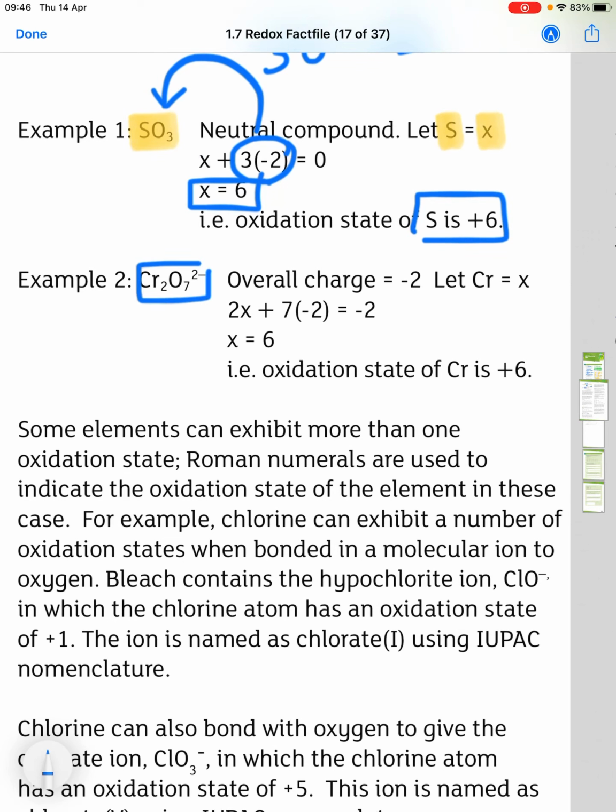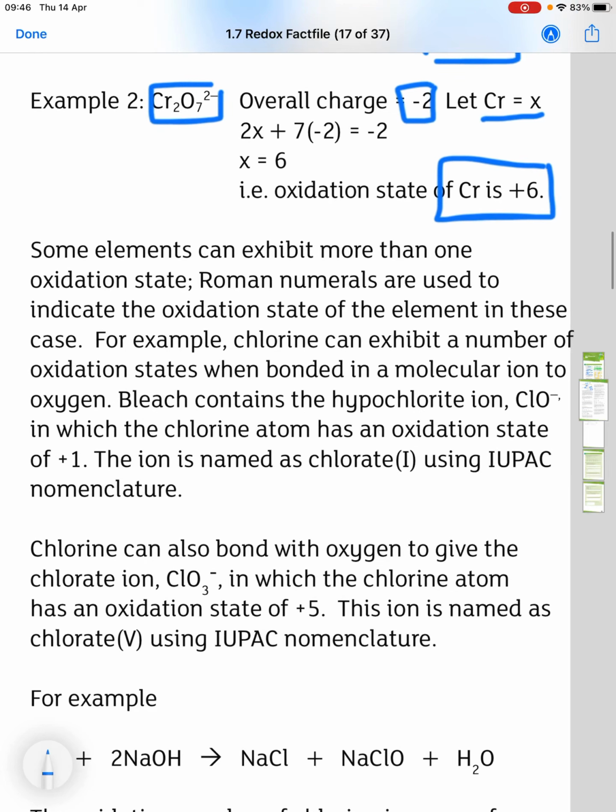And in this one, Cr2O7 2-, the overall charge is -2. And again, if we imagine the chromium is equal to X, so 2X plus 7 times -2. And again, that's from the oxygens, gives us a total of -2. So X equals 6. So the oxidation state of chromium in this case is +6.